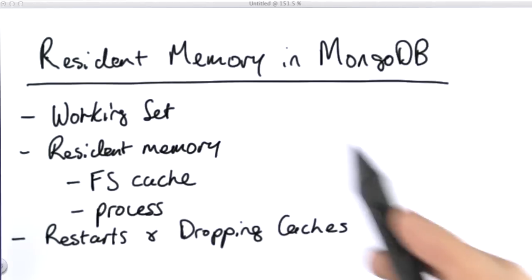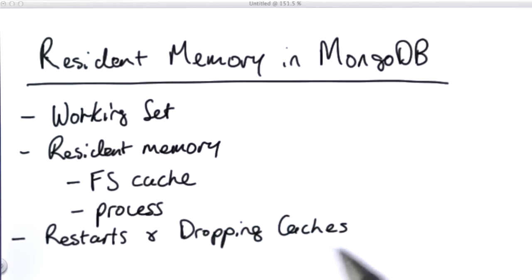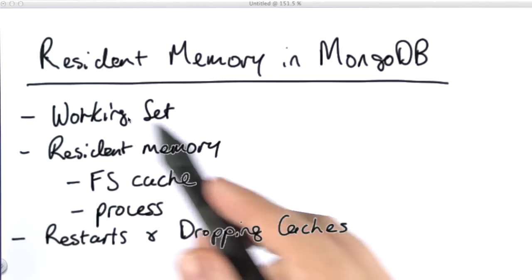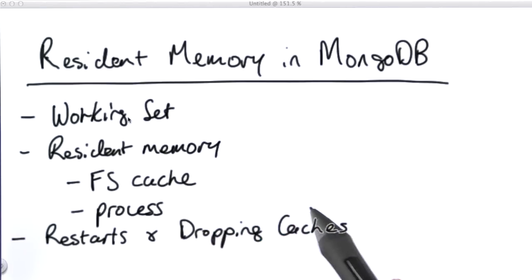In this module, we're going to talk about resident memory in MongoDB. We're going to cover it in a few basic areas. First of all, what is your working set? How is that defined? Why is it important?